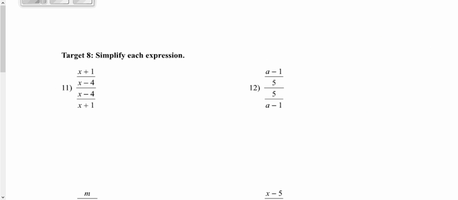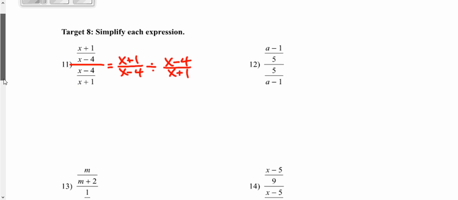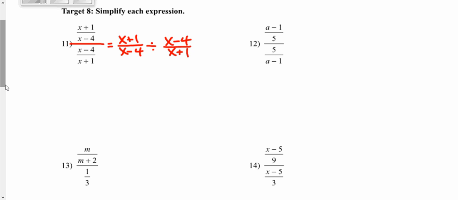All right, moving on to target 8. So very similar to target 7 when we are dividing. So think of this as a fraction divided by a fraction. So this is the same as saying x plus 1 over x minus 4 divided by x minus 4 over x plus 1. So just writing it in a different way, which means that our job would be to factor anything and also multiply by the reciprocal.